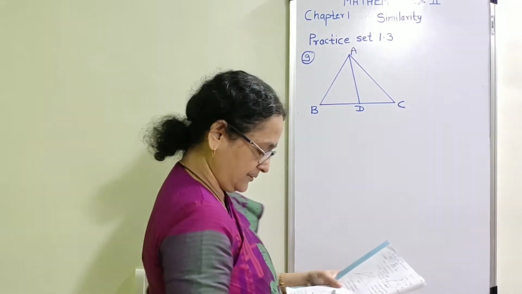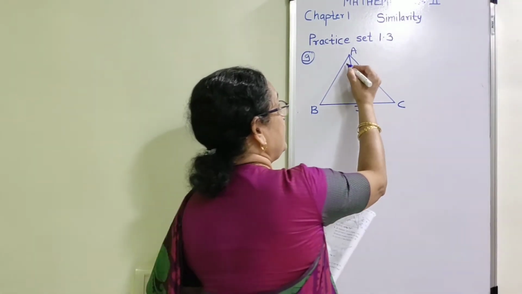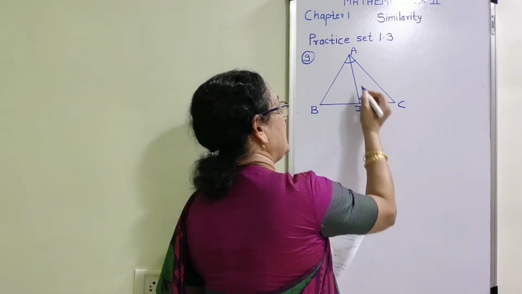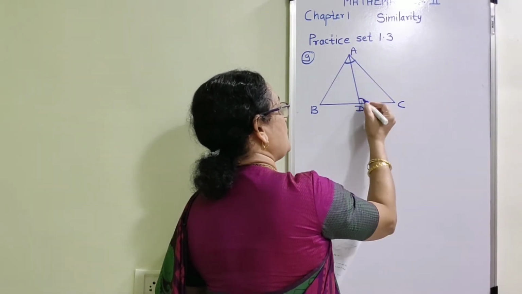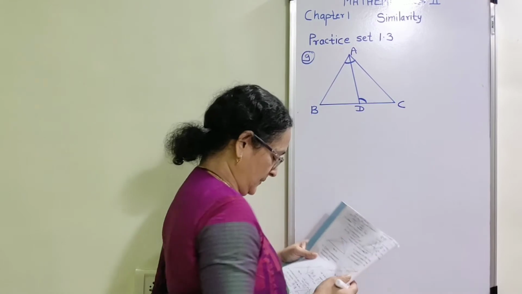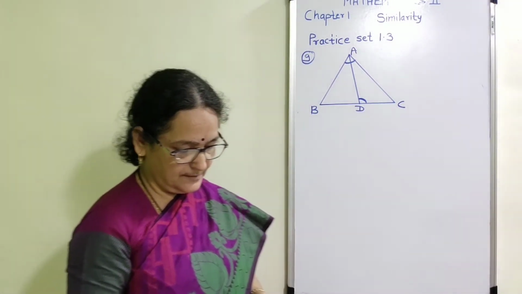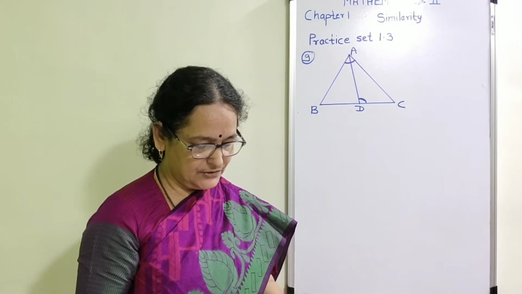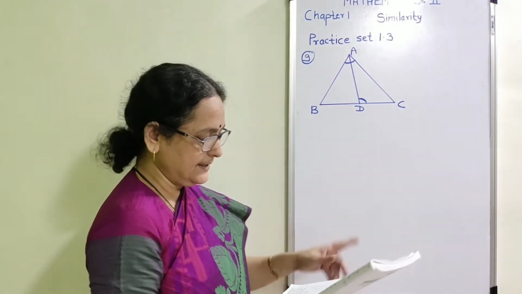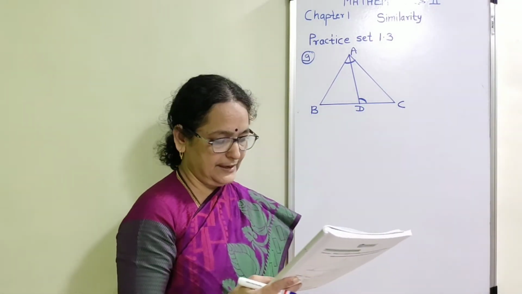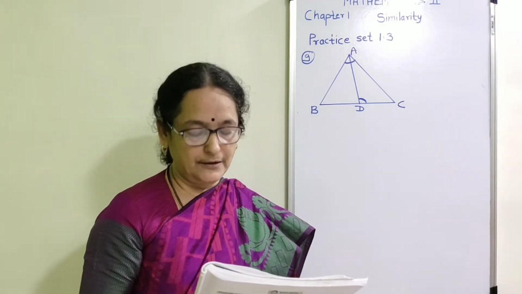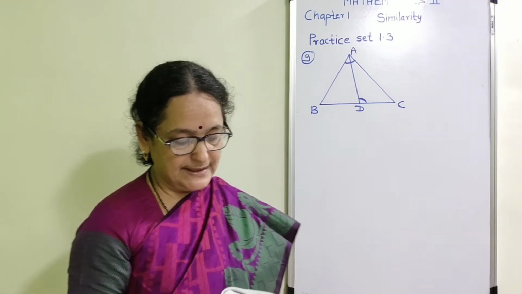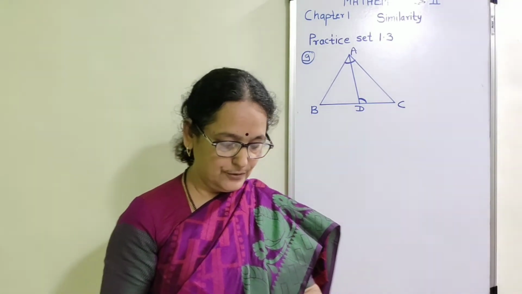Now here I am going to read the example. In the figure, two angles are given congruent to each other. Angle A is congruent to angle D. Now what is given? In the figure, in triangle ABC, point D on side BC is such that angle BAC is equal to angle ADC. I have already marked those two angles as congruent. Now prove that CA square is equal to CB into CD.